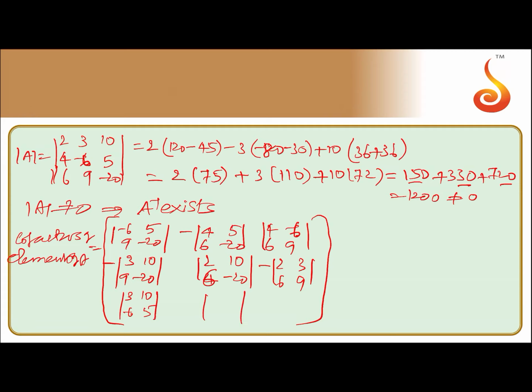The second one, the cofactor of this is 2, 10, 4, 5 with a minus sign, and for minus 20, the cofactor is 2, 3, 4, minus 6.